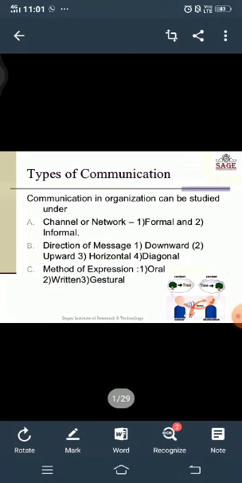We can say that communication in an organization can be studied under, first, the channel or network. Then it can also be distinguished on the basis of direction of message and the method of expression. Channel or network: formal and informal. Direction of message is downward, upward, horizontal, diagonal, and method of expression is oral, written, or gesture.